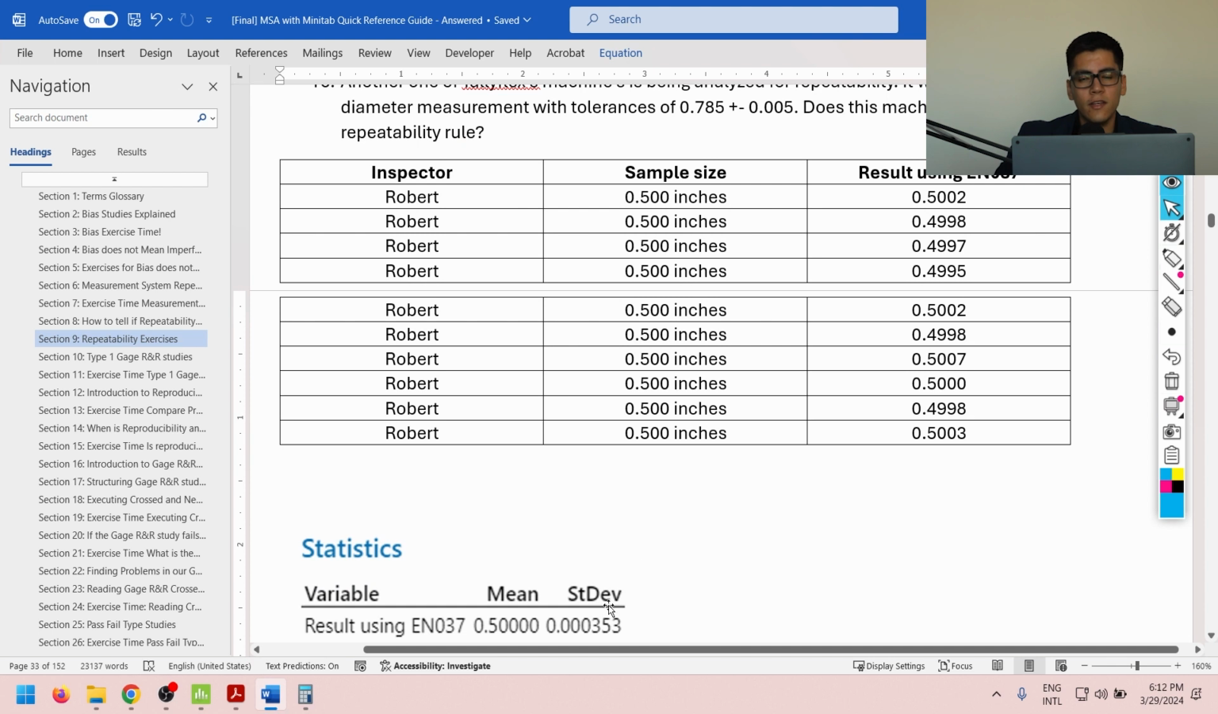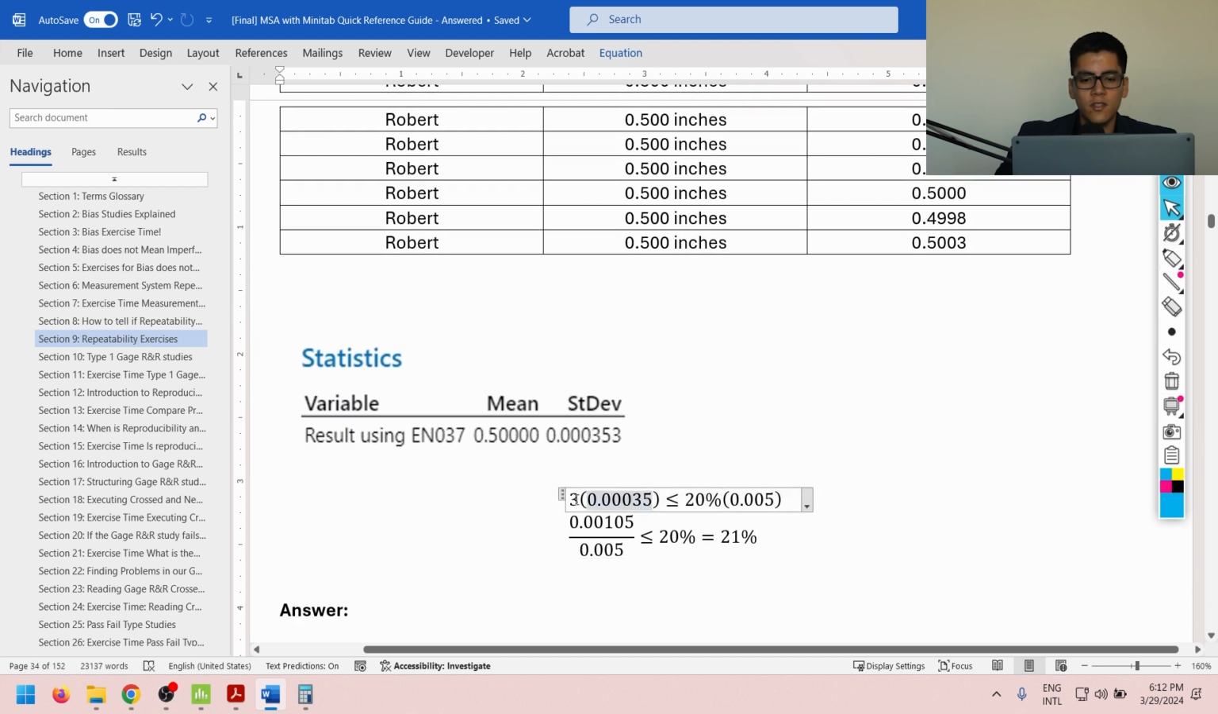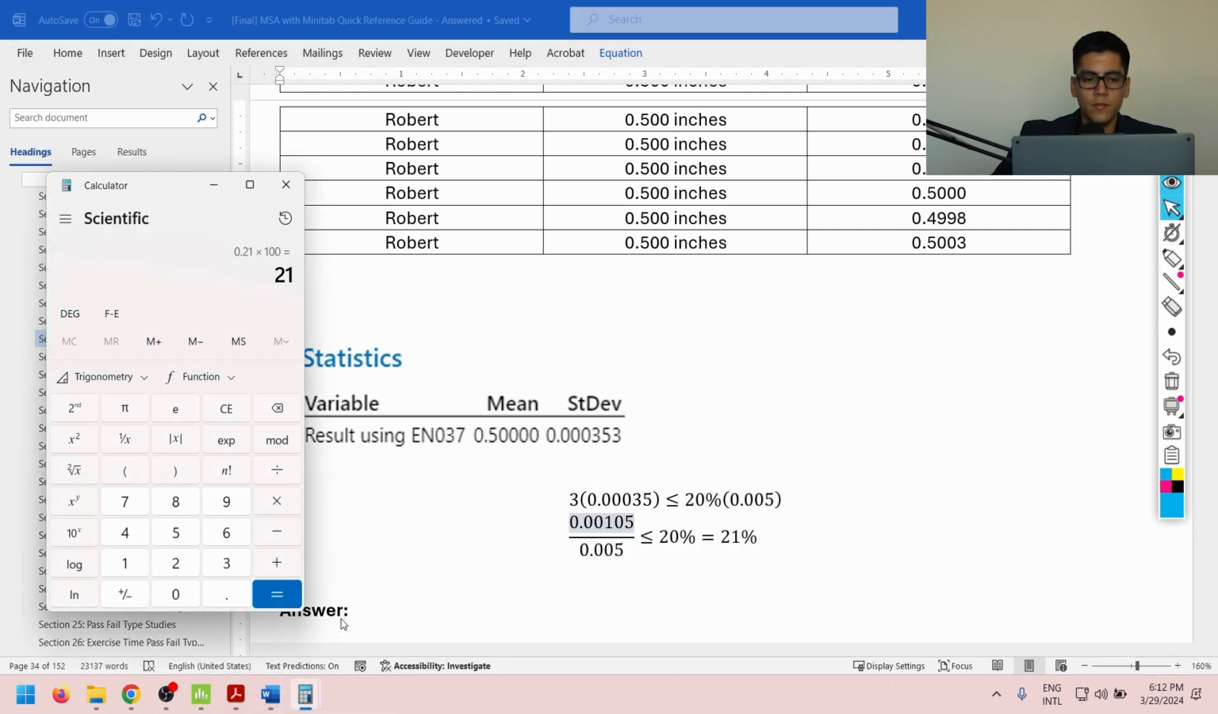So after calculating our standard deviation, we will now proceed to calculate whether we meet or exceed the repeatability rule. For that, we're going to do 3 sigma, which will be 3 times 0.00035, needs to be less than or equal to 20% of 0.005. From here, we're simply going to do 0.00035 times 3 divided by 0.005.